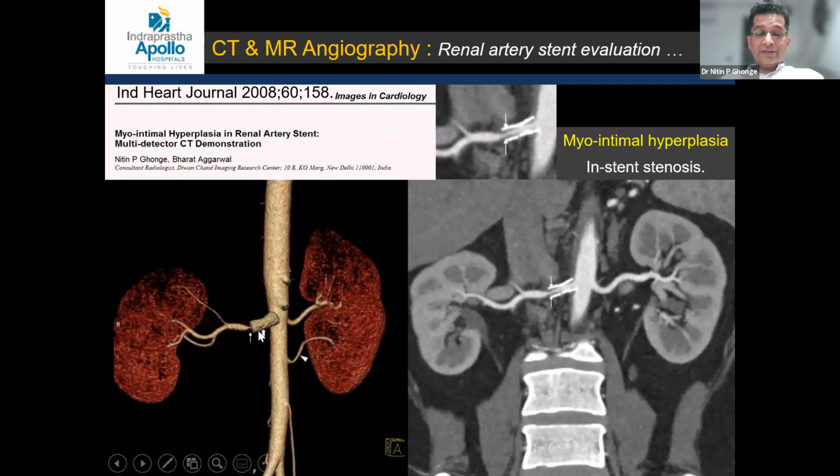So this is the right renal artery stent. You can see the stenosis in the distal part. We can cut across the stent, and we can see the in-stent stenosis in this stent on the right side, which is causing mild stenosis.